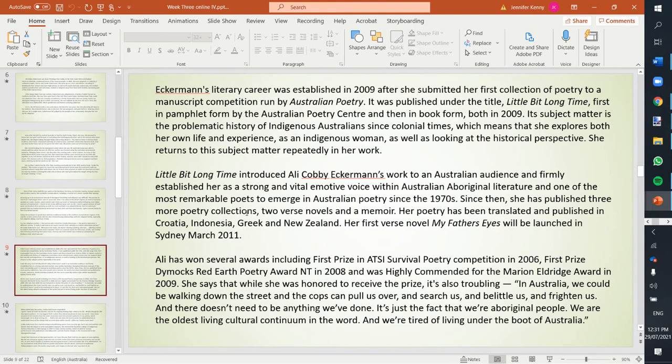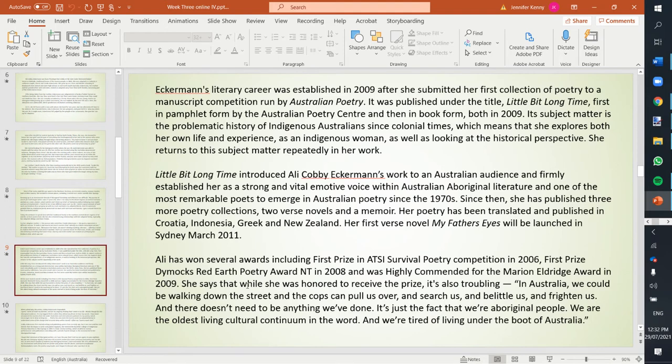Her poetry has been translated and published in Croatia, Indonesia, Greece, and New Zealand. Her first verse novel, My Father's Eyes, will be launched in Sydney in March 2011. Ali has won several awards, including first prize in ATSIC's Survival Poetry Competition in 2009, first prize in the Red Earth Poetry Award Northern Territory in 2008, and was highly commended in the Marin Eldridge Award in 2009.